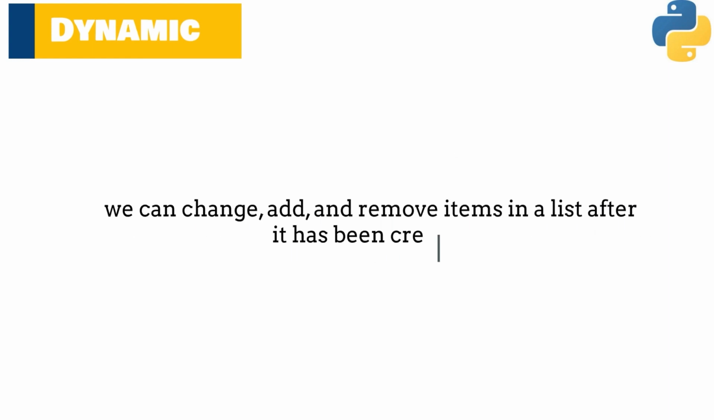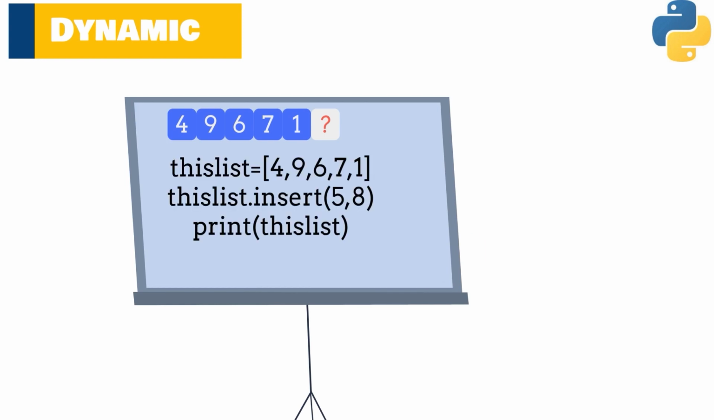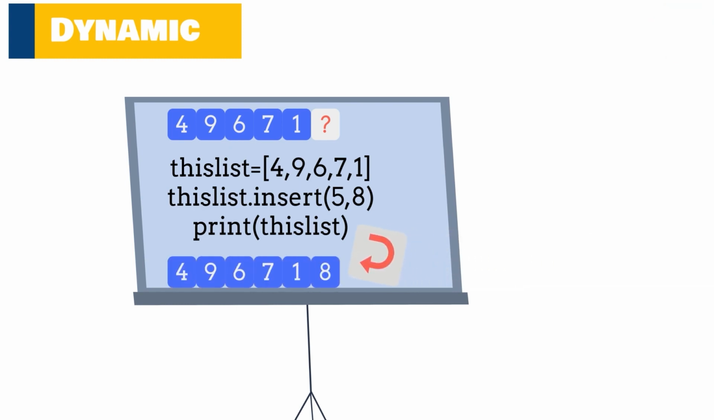Start with dynamic. The list is dynamic in nature, which means that we can change, add, and remove items in a list after it has been created. Look at the example of how we can insert an item in the list. First we create the list. On the first line of code I have created the list, then by using the insert function to add items at a specified location of the list. And finally we print the list.